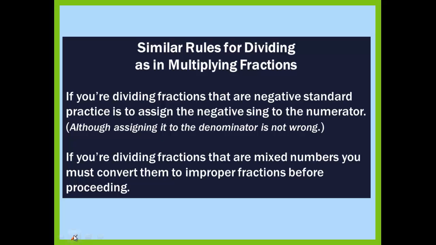Okay, if you're dividing fractions that are negative, some basic rules for that apply for both dividing and multiplying. If you're dividing fractions with a negative, the standard practice is to assign the negative to the numerator. Remember, if assigning it to the denominator, it's not wrong, it's just not what we commonly do. If you're dividing fractions that are mixed numbers, you need to convert them into improper fractions before you can proceed. Those are 2 basic rules that apply the same whether you're dividing or you're multiplying.